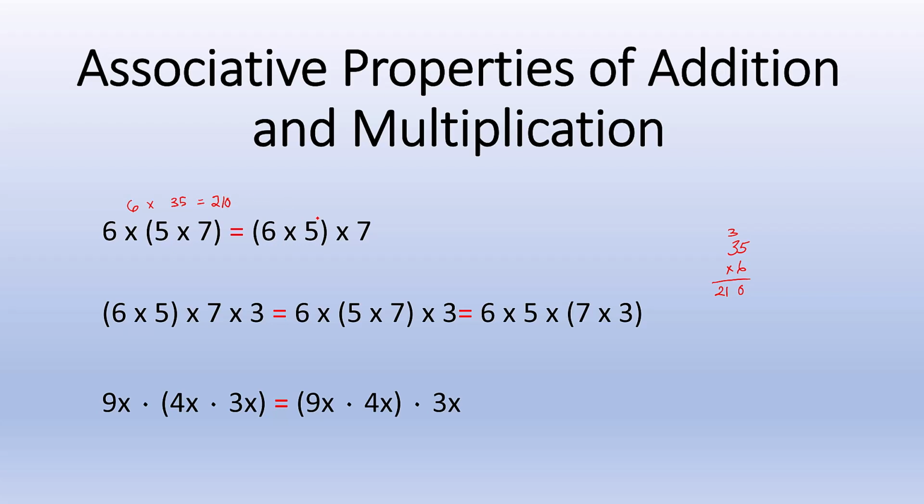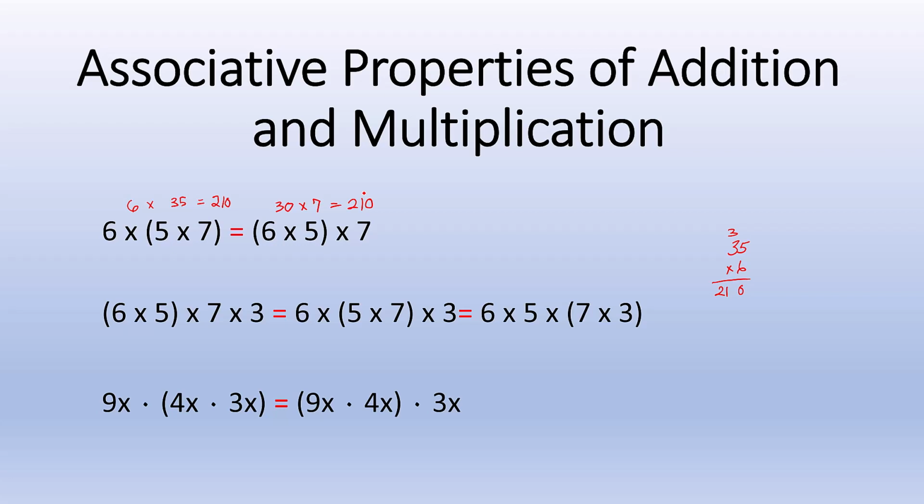And on the right side, 6 times 5 is going to give me 30. And 30 times 7 is going to equal 210.